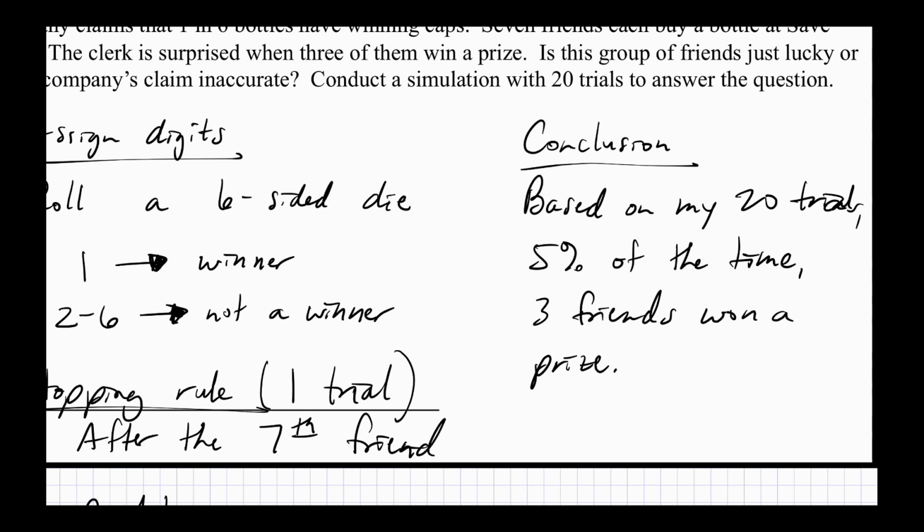So what if nobody ever scored 3? Based on your trial, 0% of the time? You should say 0. You say 0% of the time, 3 or more friends won a prize. That's even more definitive.